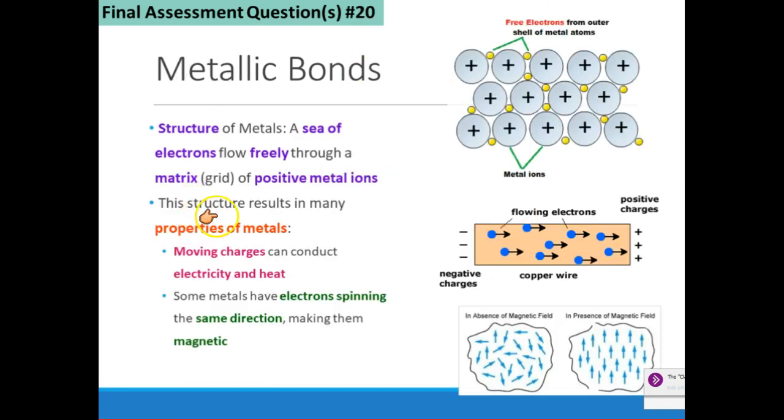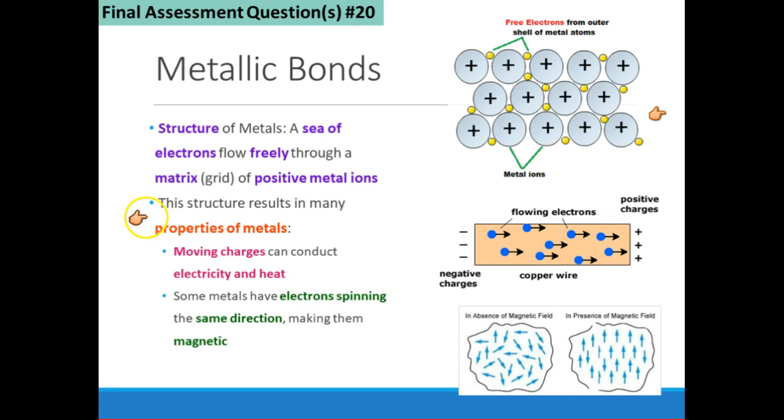Okay, scroll all the way down to number 20. Let's talk about metallic bonds while we're talking about bonds. Remember, metals are kind of unique because metals have this grid or matrix of positive metal ions. So you can see they're all kind of lined up here. But their electrons can actually flow freely throughout this grid. So you can see negative electrons are actually flowing around or acting like a sea of electrons around our grid here.